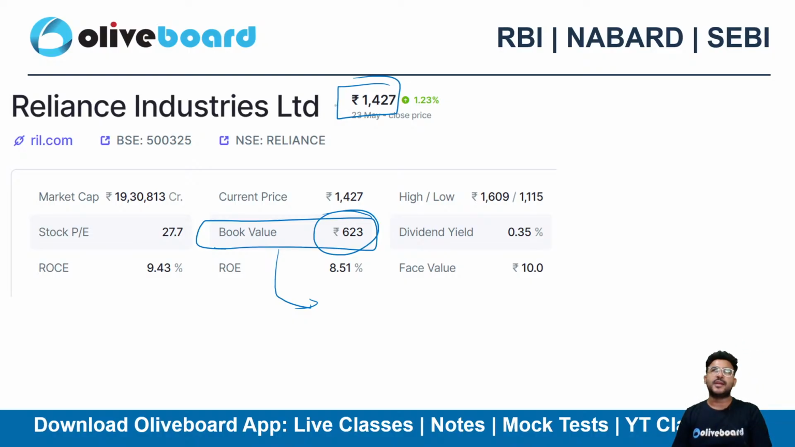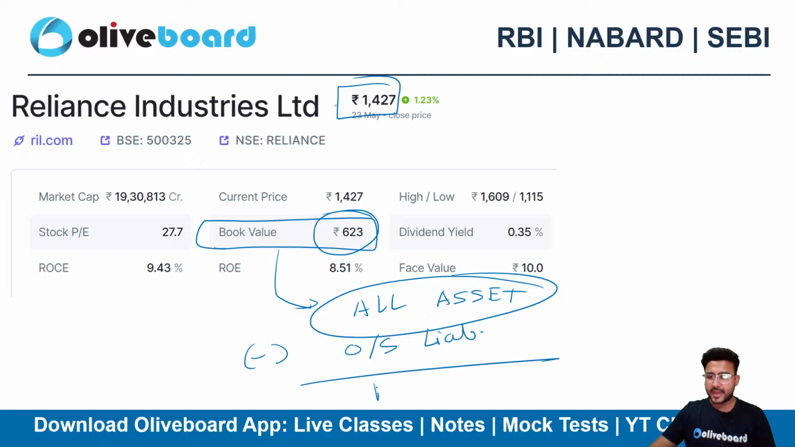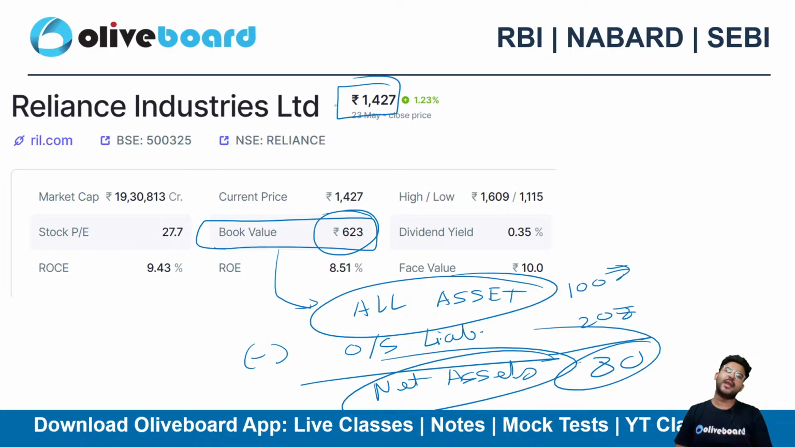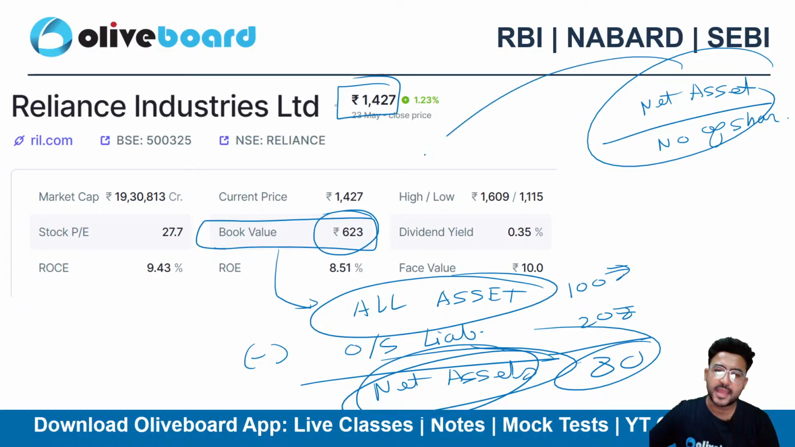So what happens actually when a company goes bankrupt? I'll calculate all the assets because I now need to close the company. I'll total all the assets, deduct outside liabilities out of it, and arrive at my net assets. That's all I can realize. Let's suppose I have 100 rupees as assets. I need to pay outsiders 20 rupees, so I can only pay you 80 rupees, guys. That's my book value. If I divide the net assets for equity shareholders by the number of shares, I'll arrive at my book value.